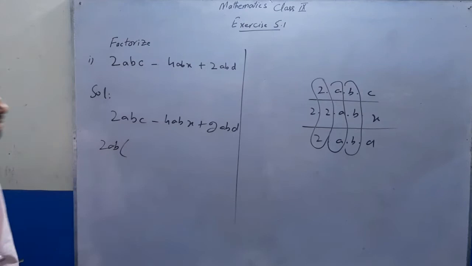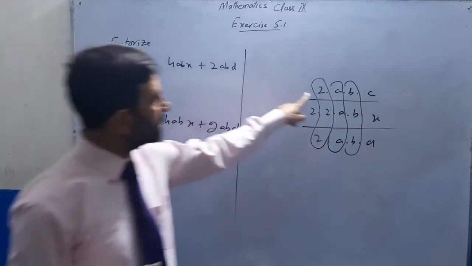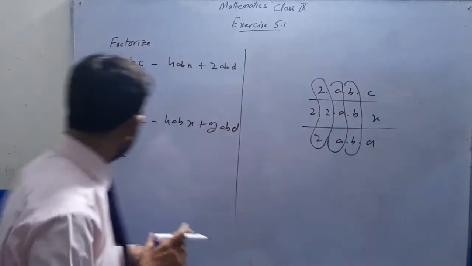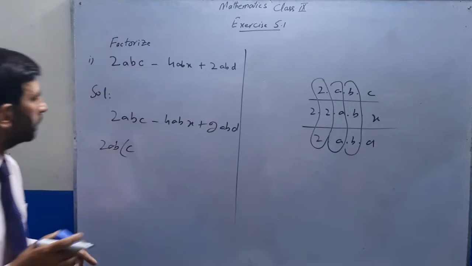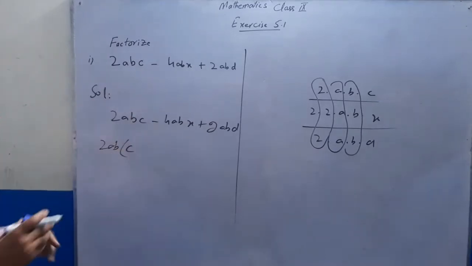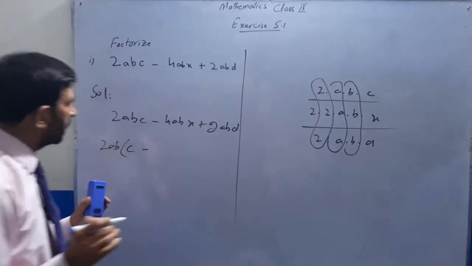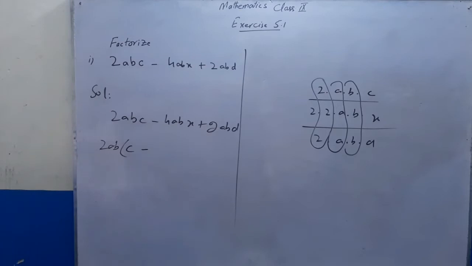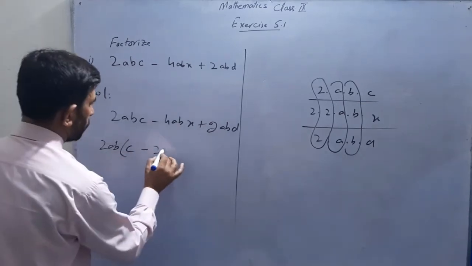2ab inside. What's left in the first term? Just c left, because 2abc was over there. 2ab is common, 2ab is common and c left. So write over here c. Then there is sign of minus. Minus sign will be written down same. And then instead of 4abx, we will write only 2x. Why? Because out of 4abx, 2ab has been taken as common and remaining there is just 2x.